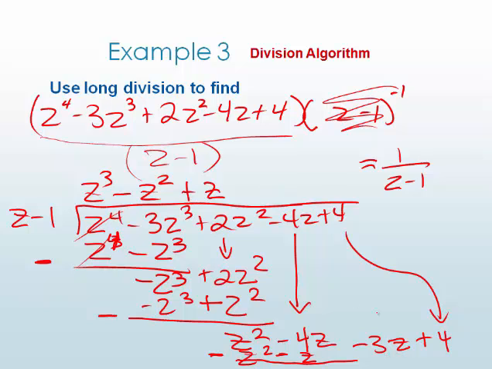Z times what gives me negative 3. Now we're going to change it up a little bit, and we're going to do a long division. Z times what will give me positive 3. And then I subtract to give me negative 1. So what has happened here is that we have a remainder.